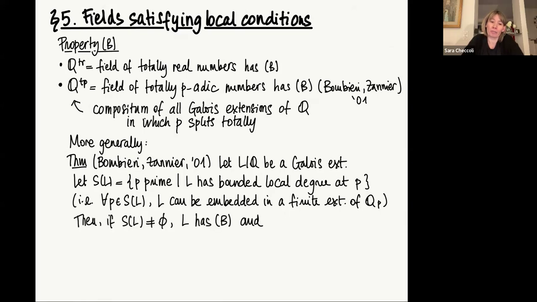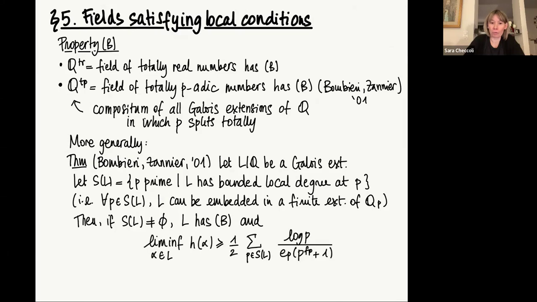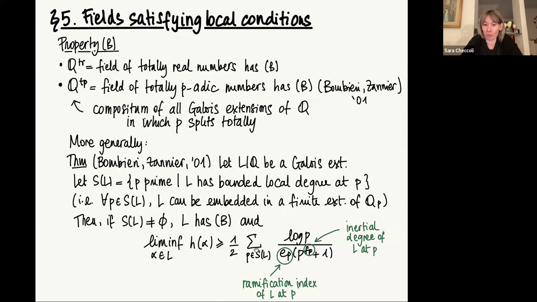Okay, take an infinite Galois extension, take S(L) this set of primes. If this set is not empty, if L has bounded local degree somewhere, then you get a field with the Bogomolov property. And moreover, what they also prove is a lower bound for the minimum of the height of the elements in this field. And this lower bound is given by one half of the following sum. You sum over the primes over which the local degrees are bounded, and you sum this quantity, where here e_p and f_p are, of course, the ramification index of L at p and the inertial degree of L at p. They are well defined because the extension is Galois, and you are summing precisely where these numbers are finite. Okay, so just keep in mind that there exists this lower bound and that there exists this result, because we will come back in a few minutes to this.